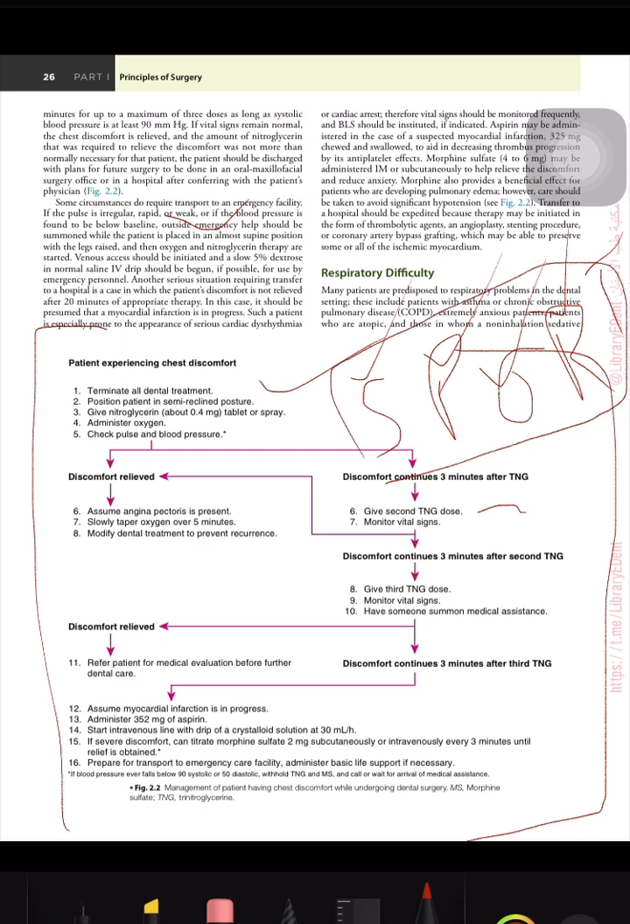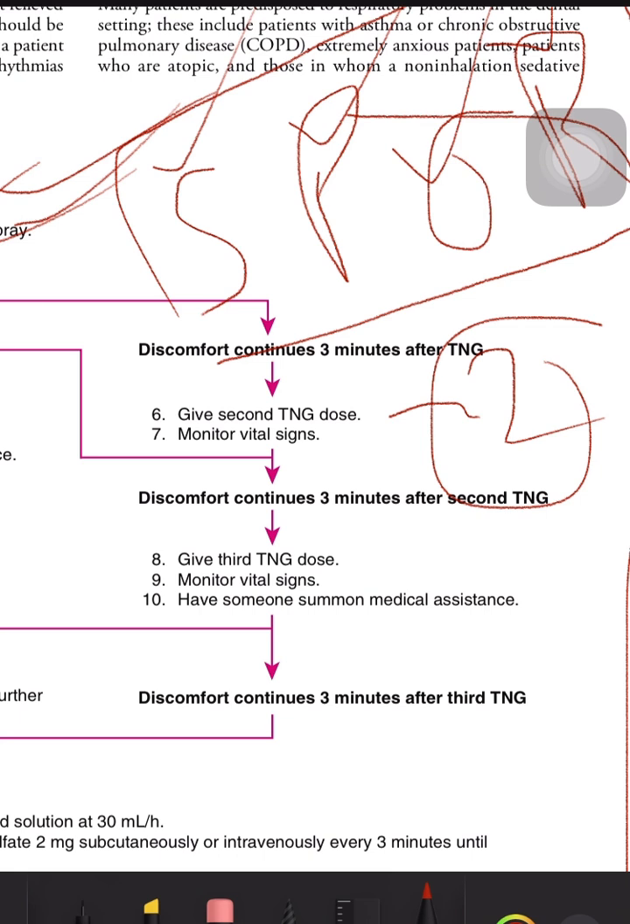Coming back to it: stop all the dental procedures, position the patient in semi-reclined position. Now start administering nitroglycerin, either in tablet or spray form. Now give oxygen slowly over 5 minutes and take his vital signs. That's our step one. Coming to step two, we have to see if the discomfort is relieved. The patient is now okay, and he is saying that he's good now. So we have to assume it is angina.